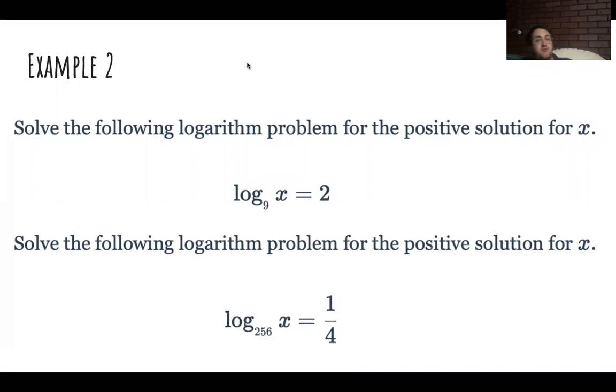Let's look at another example here. This one might even be easier because I write this as 9 to the second equals x. And I know what 9 squared is, and that's just 81. And that's my final answer.